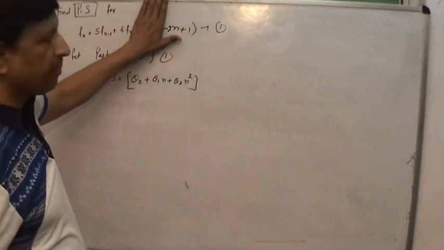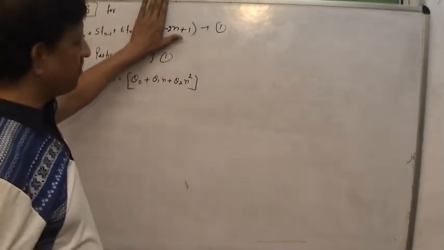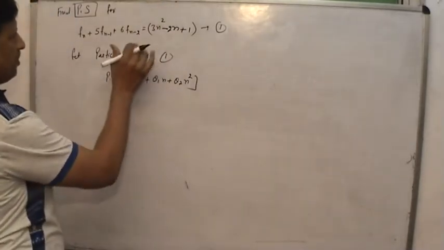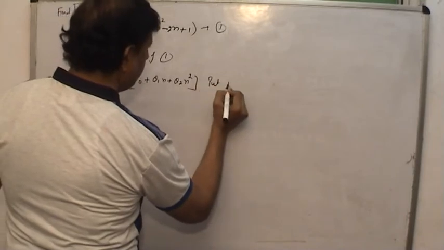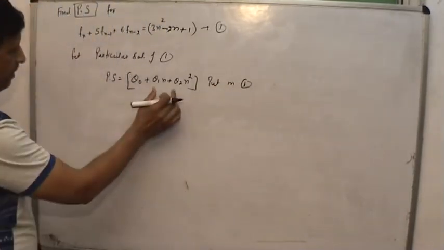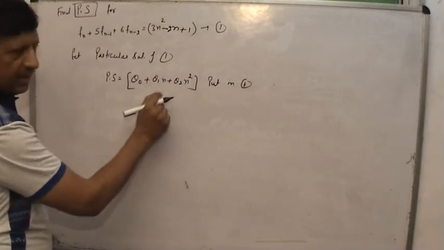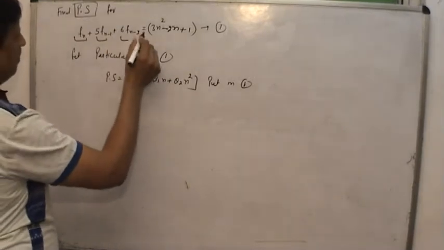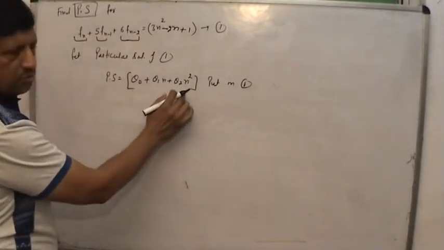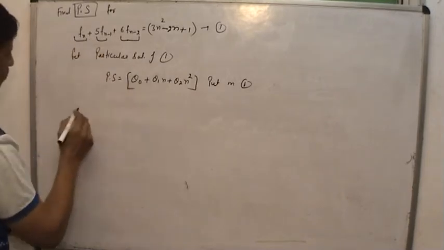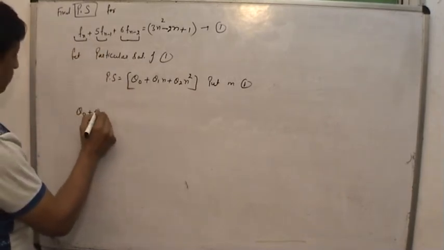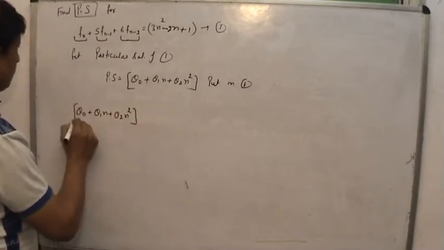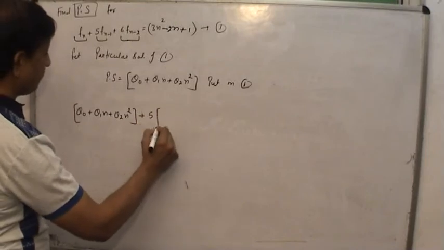But for this, the particular solution is the previous example we discussed. What we do? Put the particular solution in 1. Remember, we have two terms n and n square. When we put in these terms, then they will also change according to this term. For Fn, we write it is Q0 plus Q1n plus Q2 n square plus 5 times.